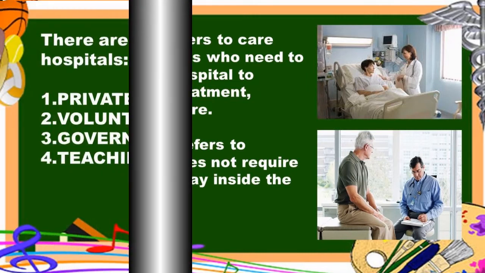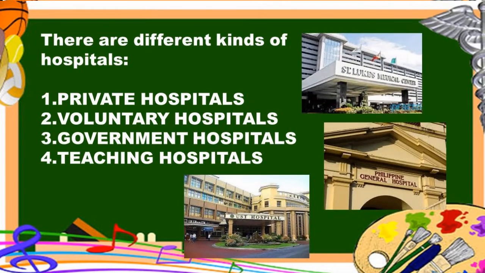Now, there are different kinds of hospitals. Number 1, we have private hospitals. Second, we have voluntary hospitals. Third, we have government hospitals. And fourth, we have teaching hospitals. Ano-ano nga ba itong mga hospital na to?